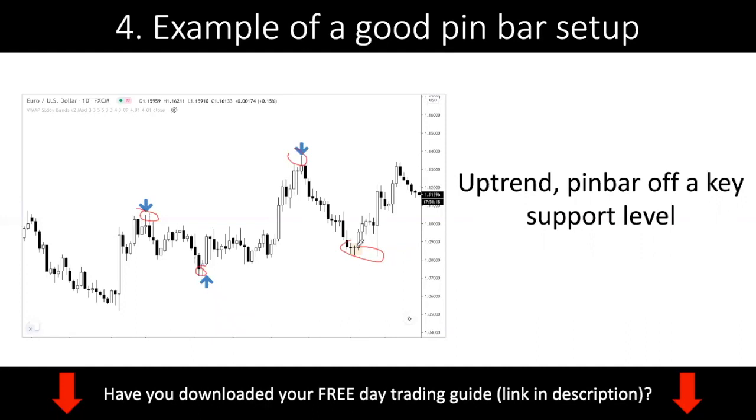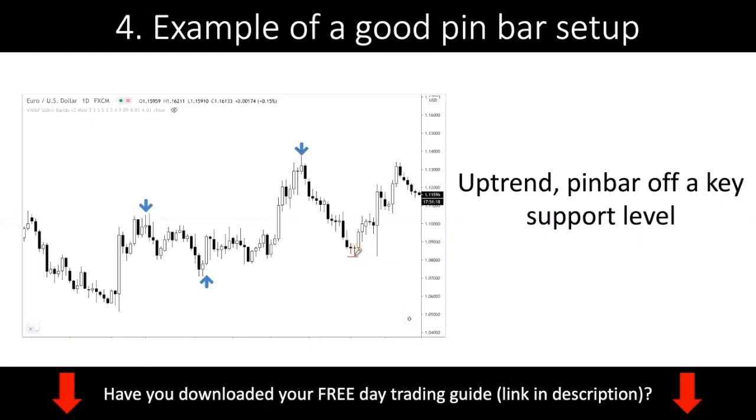The day trading guide also has information on this, so make sure you check that out. So it's in an uptrend. First question is answered. Now let's answer question 2. Is there a pin bar of a key support level? In this example here, there is, because if you look left, let me just clear this and draw it clearer.